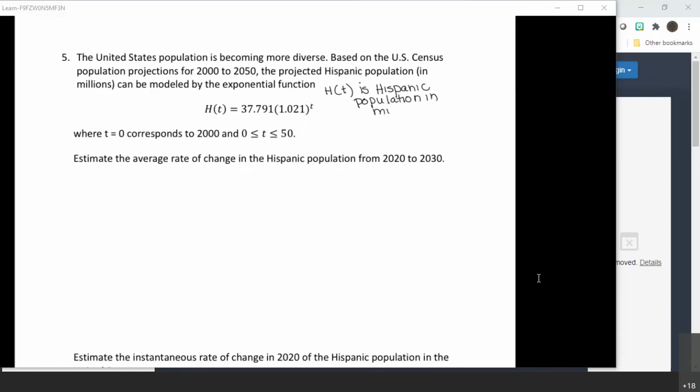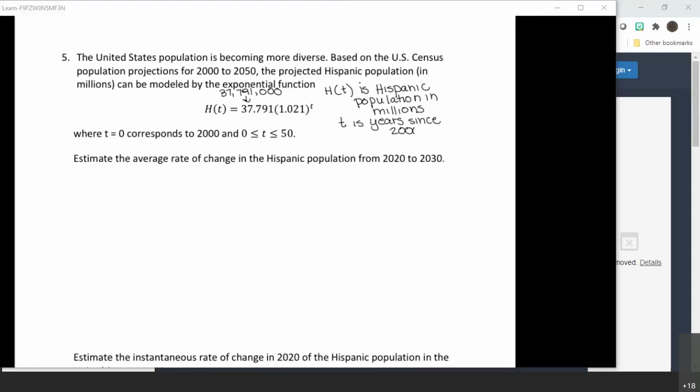So basically what that means is if you see a number like 37.791, that means 37,791,000 people. Okay, it's a scaled value. That's how many people we're starting with. And T is years since 2000.